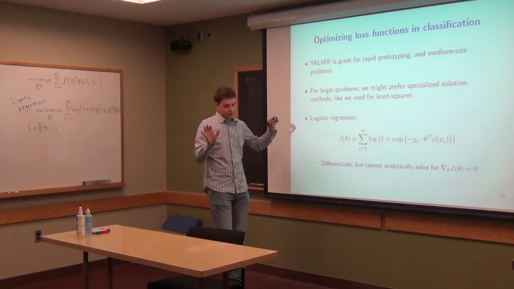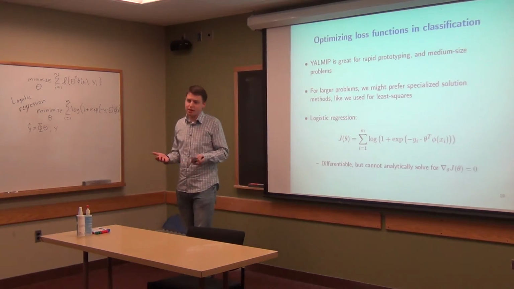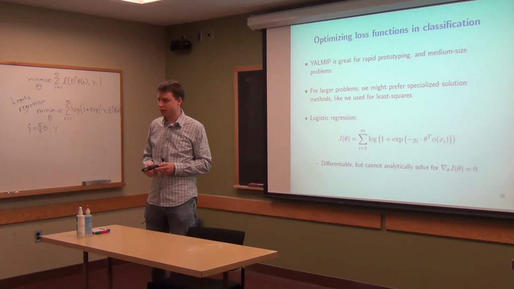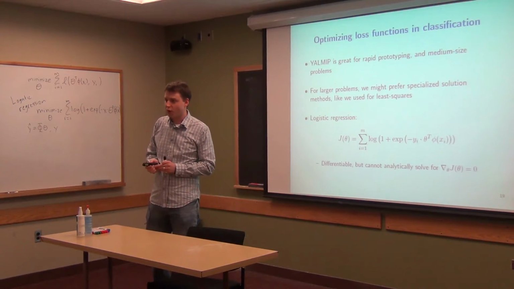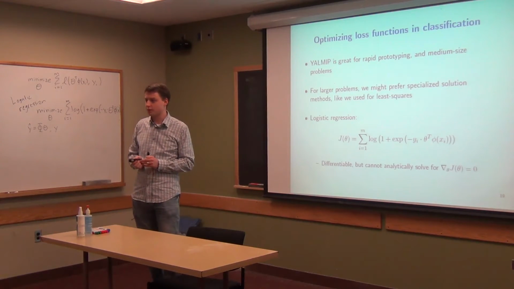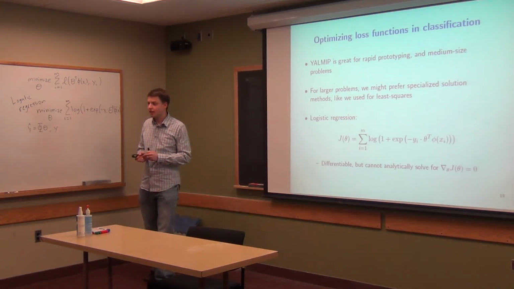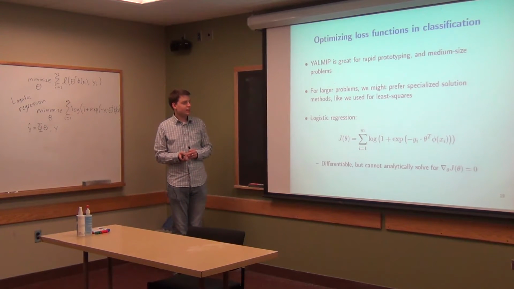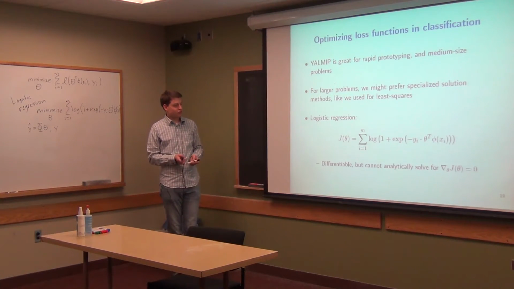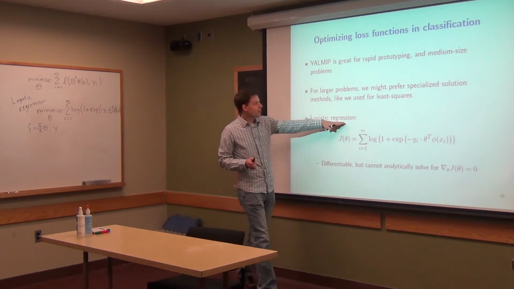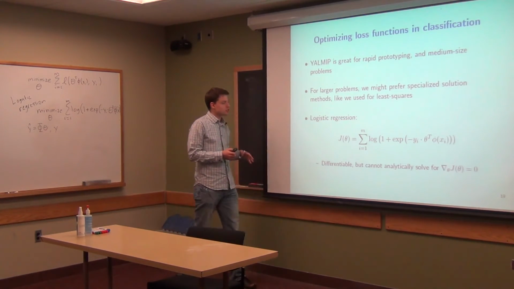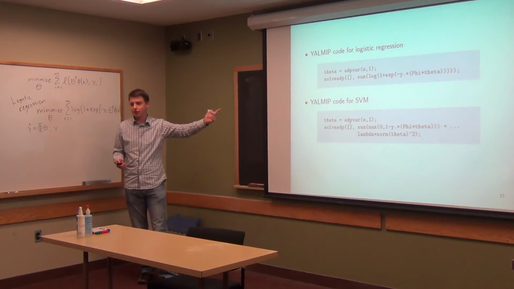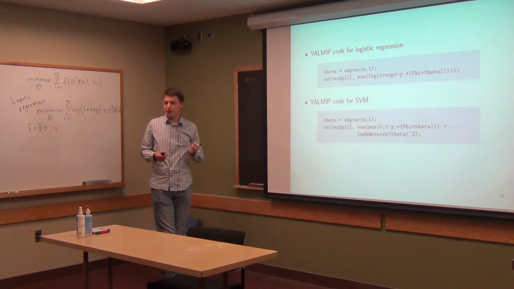YALMIP is great if you have a very small problem, say maybe 500 variables or something like this. It can work pretty well, and it does work very, very well oftentimes. But once you start getting really big, it starts slowing down a lot. And so, as we'll see in a second, in fact, for logistic regression here, if you solve it in YALMIP using this code I showed you before, that's really, really slow. It takes a really long time, even for a pretty simple example.